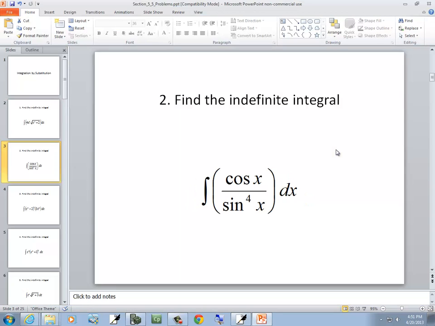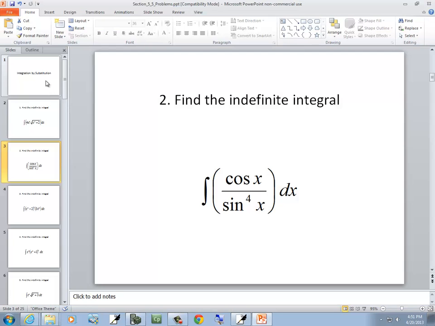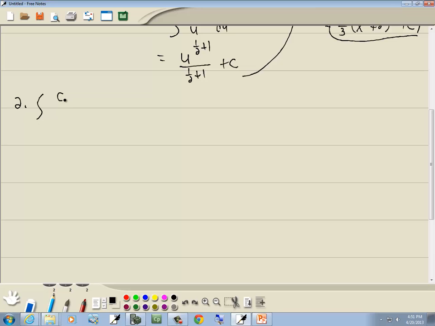Okay, let's look at another problem. Got the integral of cosine x over sine to the fourth x dx. Now keep in mind what this means. This is cosine over sine x to the fourth power.